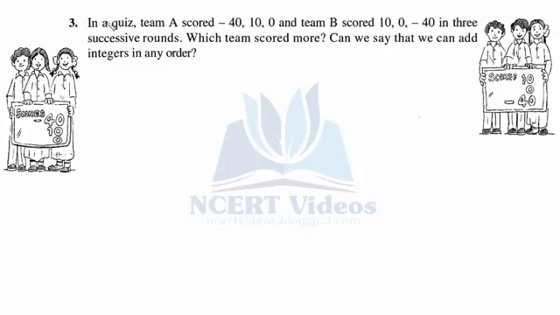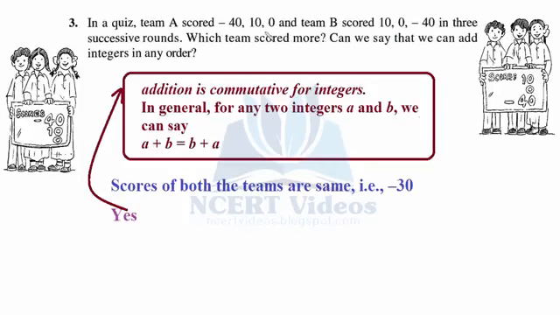Third, in a quiz, team A scored -40, 10, 0 and team B scored 10, 0 and -40 in 3 successive rounds. Which team scored more? Can we say that we can add integers in any order? Well, let's do it. So first of all, which team scored more?